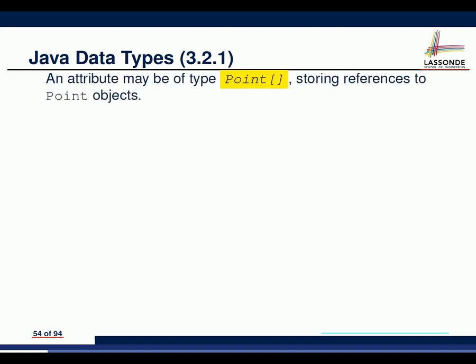Basically, we talk about Java data types. Especially, you can declare your attributes of type an array of some reference type. Okay, let's have a quick look to see how it looks like. Okay, let's say we have a class called PointCollector.